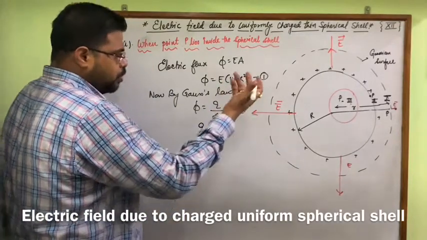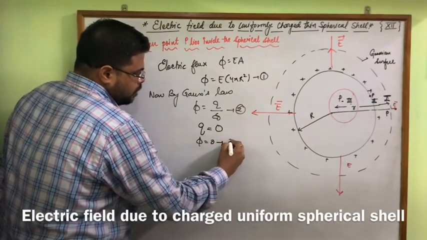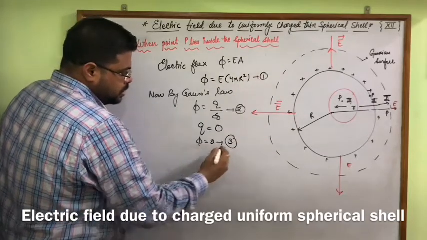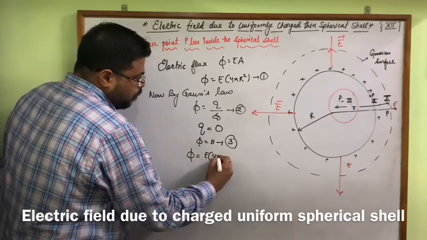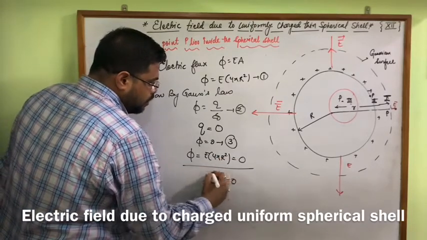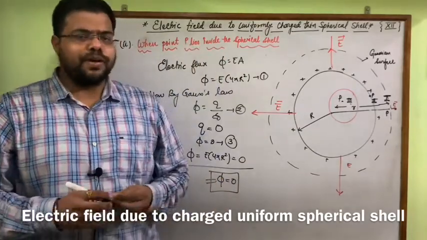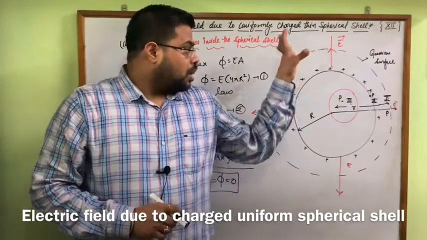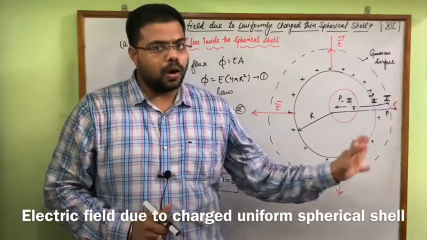So right now, because q is 0, phi is also 0 in this case. Say this equation number 3. Now when we compare equation 1 and 3, we can say phi equals E times 4 pi capital R square equals 0. That means E will be 0 when the point P lies inside the spherical shell. So after these three cases, this derivation has been completed.